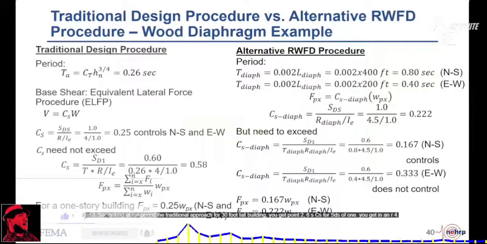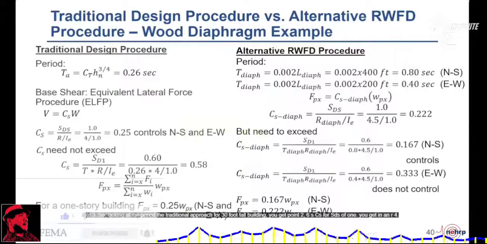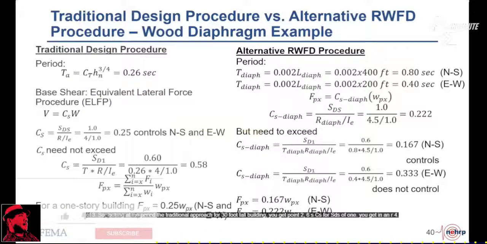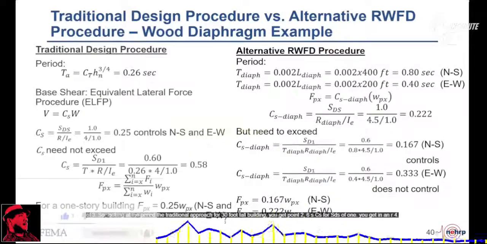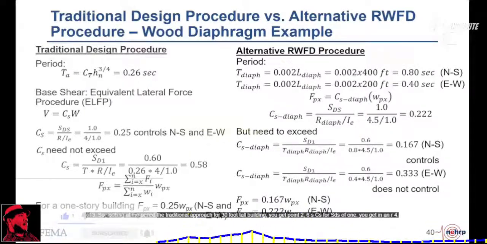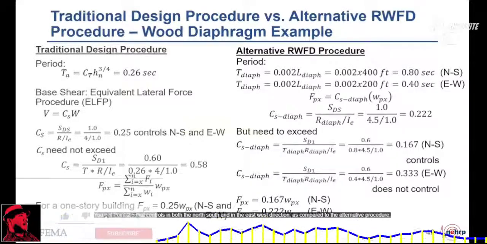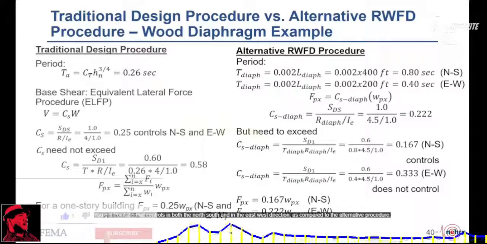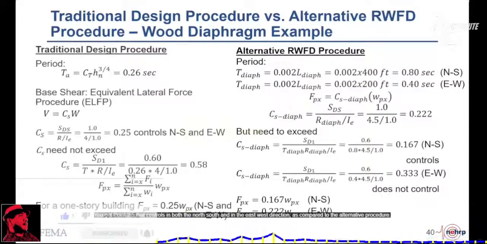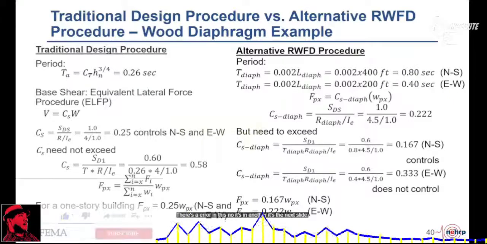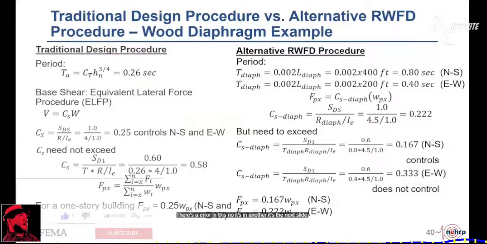So looking at the period, the traditional approach for a 30-foot tall building, you get 0.26 seconds. Cs for S_DS of 1 and an R of 4, you get 0.25. That controls in both the north-south and in the east-west direction. As compared to the alternative procedure, there's an error in this. No, it's the next slide.